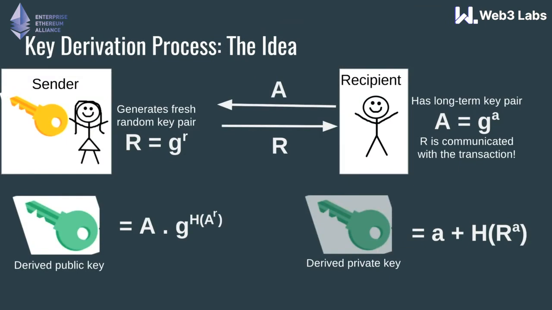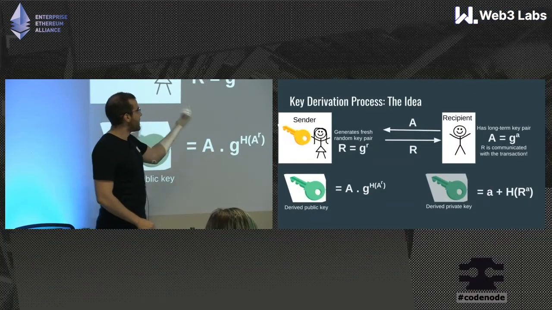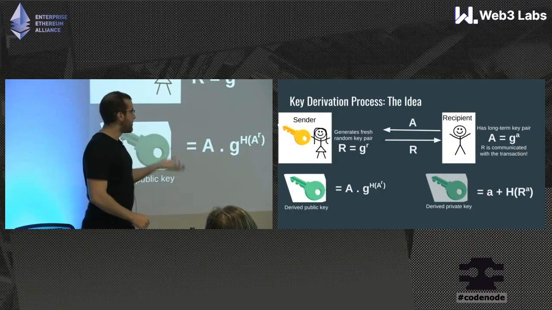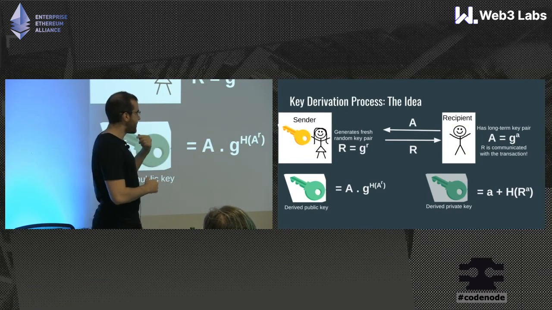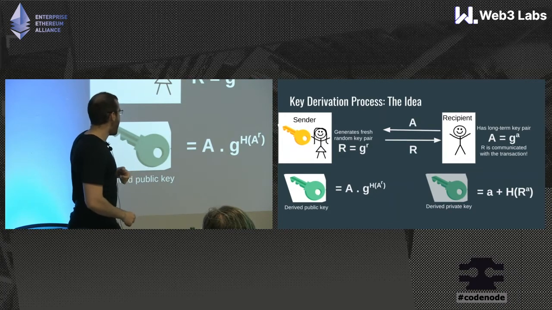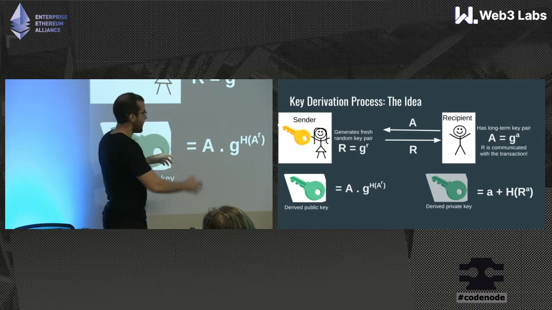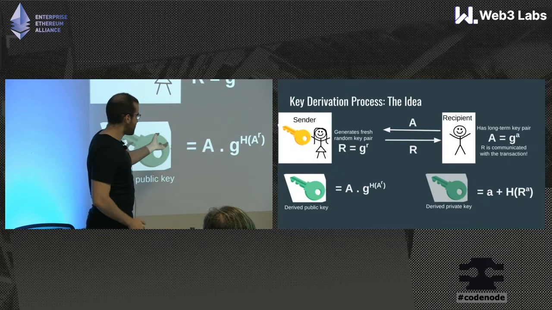I'll skim over the maths a bit, but the sender generates a random key pair, private key little r, public key big R, and sends the public key to the recipient, and the recipient has a long-term key pair, A, so that's your payee. So that's in the R that your new pair is communicated with the transaction, and the derived public key and private keys just use basically the curve math.